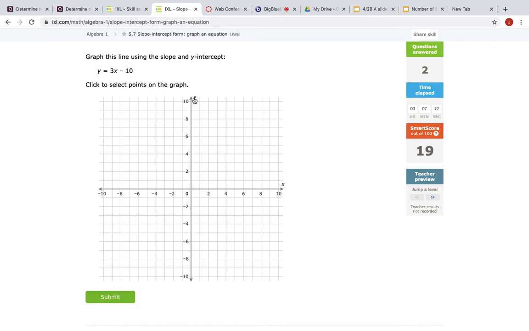So this is my y-axis. I'm going to go down to negative 10 on the y-axis. Now my slope is up 3, rise of 3 over 1, and that is all we have to do to graph our equation on here.